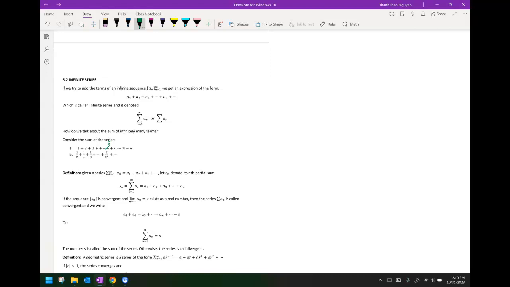So here we can see that if we start adding each of these terms, let's take a look at the nth term. The sum is represented as n times n plus 1 divided by 2, which becomes very, very large as n increases.